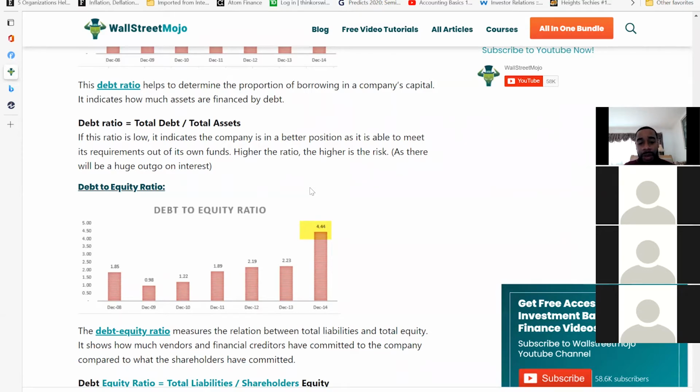We are in a time right now where we have rising interest rates. That's another thing to be aware of, right?